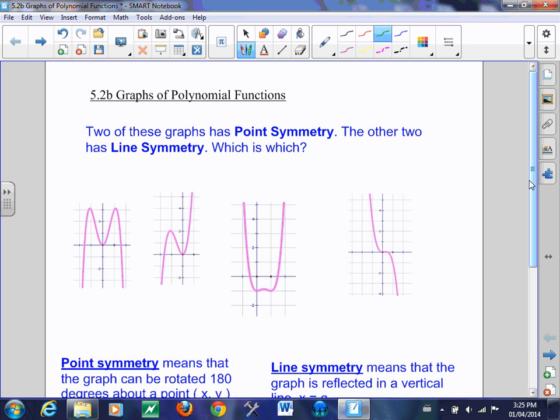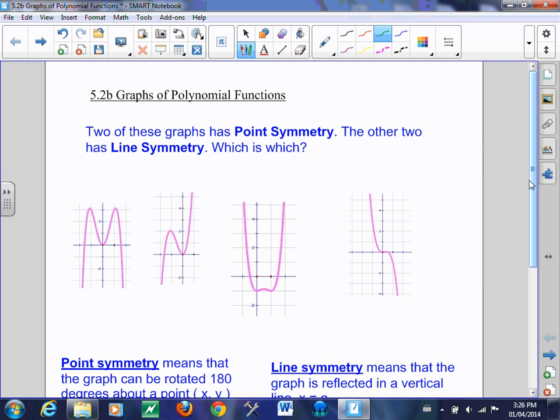All right, so today our lesson is 5.2, graphs of polynomial functions. Today we're going to focus on point symmetry, line symmetry, and then we'll talk about finite differences, like your first or second differences. So we're going to put that into polynomials and how it applies to this unit.